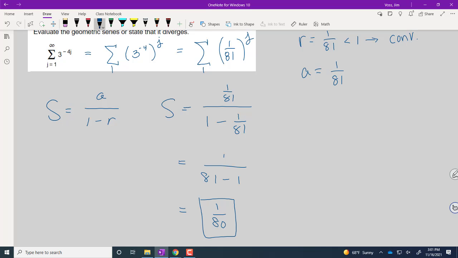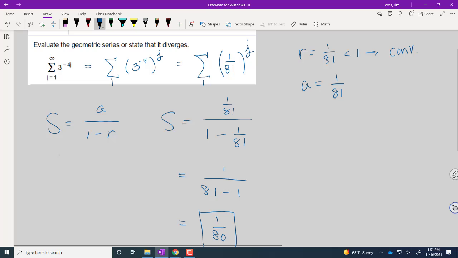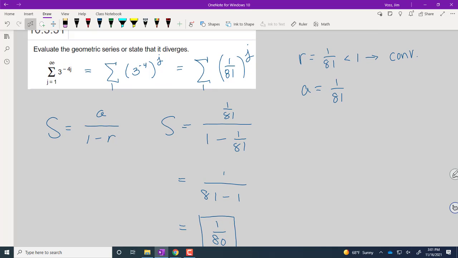In which cases does it matter which index we start with? It matters with a geometric series in the sense that when we're trying to find A, if this started at 0, what would the A value be? 1. So then down here, we would have 1 over 1 minus 1 over 81. What about if this started at... We could re-index also, and you would get the same value still, right?